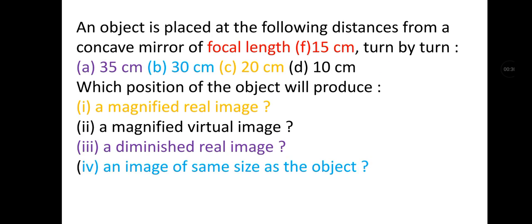An object is placed at the following distances from a concave mirror of focal length f equal to 15 centimeter turn by turn: A 35 centimeter, B 30 centimeter, C 20 centimeter and D 10 centimeter. Which position of the object will produce?